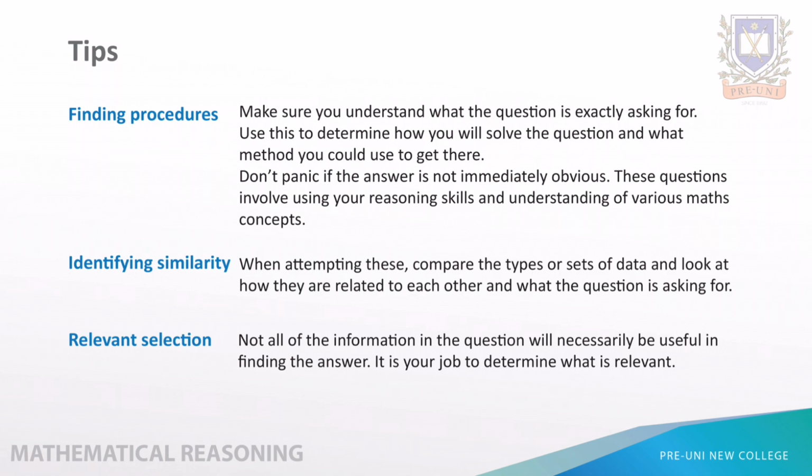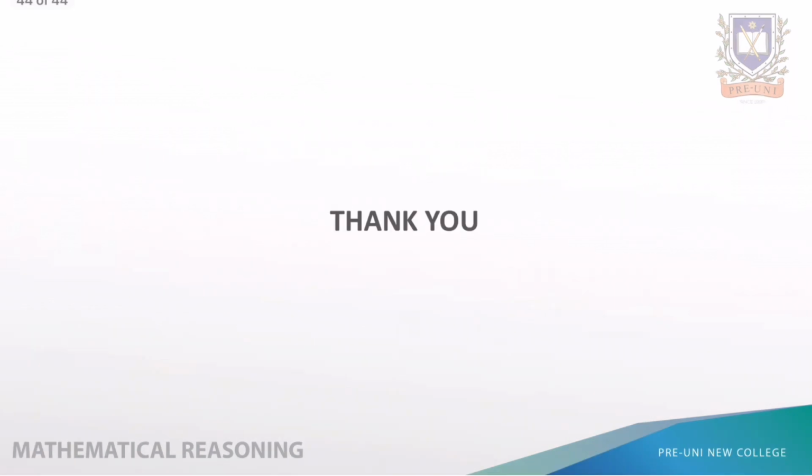For identifying similarity, when attempting these, compare the types or sets of data and look at how they are related to each other and what the question is asking for. And lastly, for relevant selection, not all of the information in this question will necessarily be useful in finding the answer. So it is the student's job to determine what is relevant, and so you could sift through information to get to the answer.